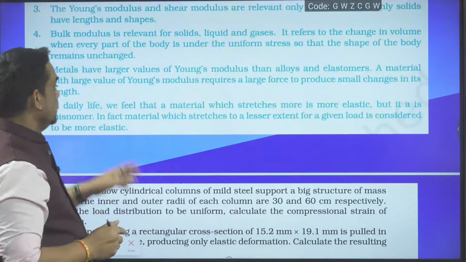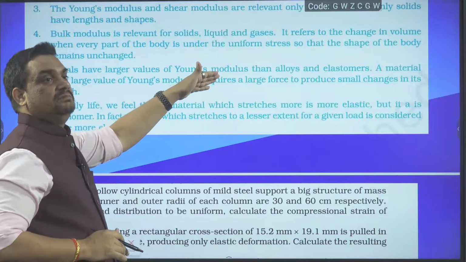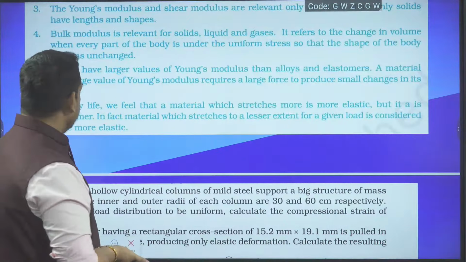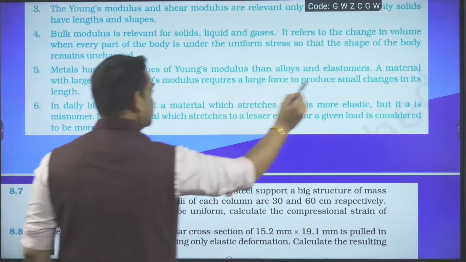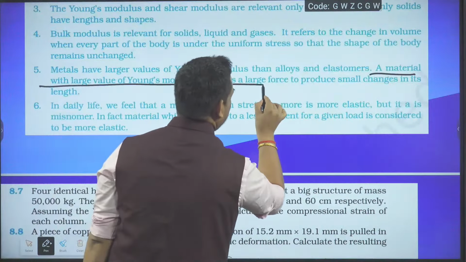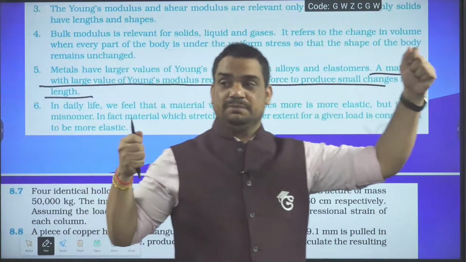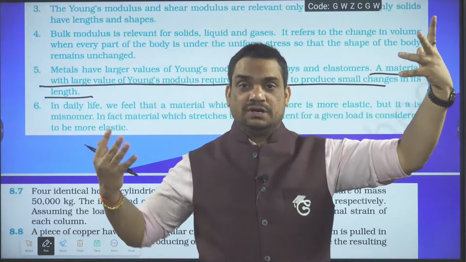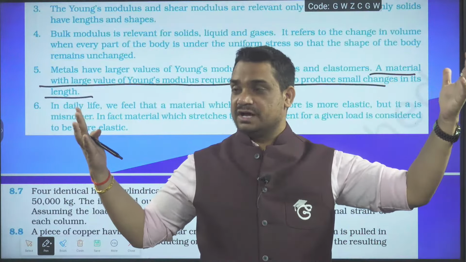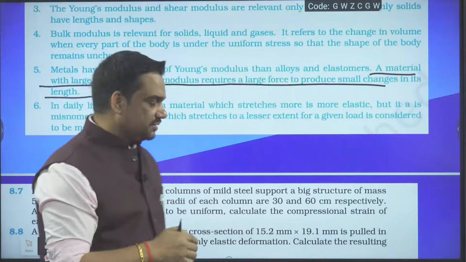So they can ask why we make bridges with a material of higher Young's modulus. This is the reason: a material with a large value of Young's modulus requires a large force to produce small changes in length. So the changes will not be large. They can handle huge tonnage basically. A lot of cars and trucks are going over them, and deformations will be much smaller.